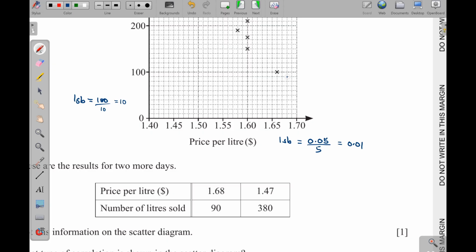Now to make it distinct from the rest, you can put a cross, or to show that I've plotted, I can use a circle. Okay, no one is going to penalize you for which kind of plotting you're using, it's just to make them distinct, such that when the examiner is marking, they can easily see what you're plotting.